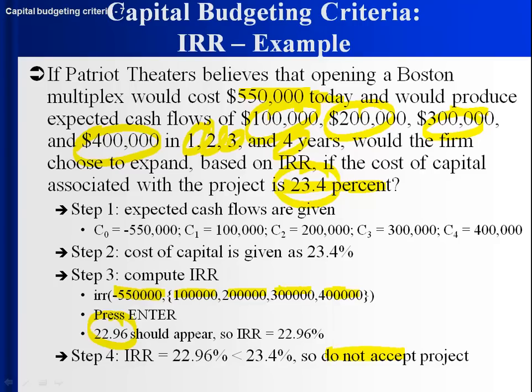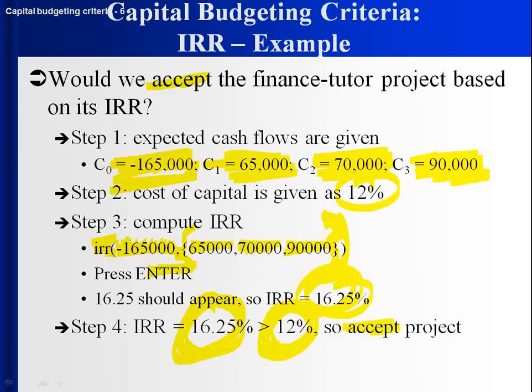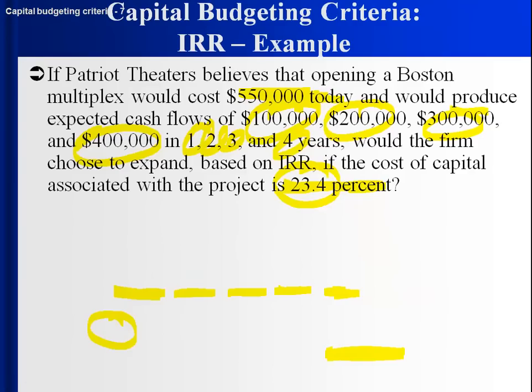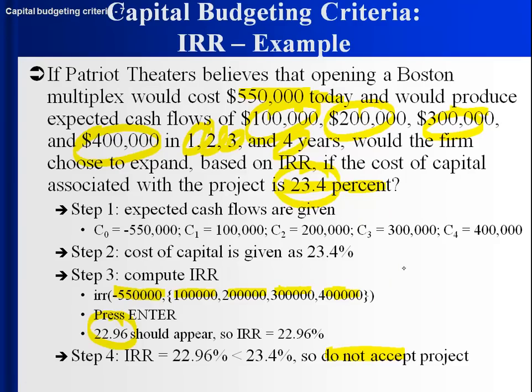So this example and the previous example highlight something that's really interesting. Here we had a project where the IRR was 16.25% and we accepted it. This project has an IRR of 22.96%, so it actually has a higher IRR, a higher expected return, and we rejected it. And the reason is because we're not comparing the projects to each other, we're comparing the project to the expected return that you could get on stocks and bonds that have the same level of risk as the project.